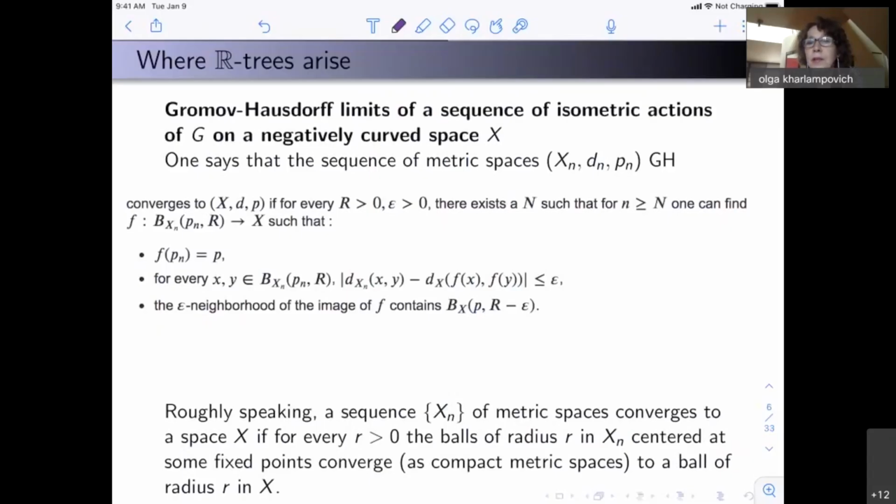if for every r and epsilon, there exists a number N such that for n greater than or equal to N, we can find a function from the balls of radius r in X_n into X, such that the base point is mapped into the fixed point P. For all elements x, y in the ball of radius r in X_n, the difference between the distance between them in X_n and the distance between their images in X is less than epsilon, and the epsilon neighborhood of the image of F contains the ball of radius r minus epsilon around the point P. So again, roughly speaking, the balls of radius r centered at some fixed points converge to a ball of radius r in X for any r.